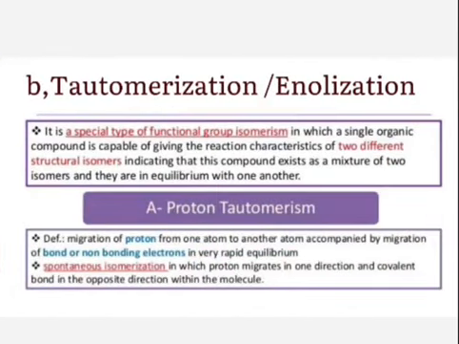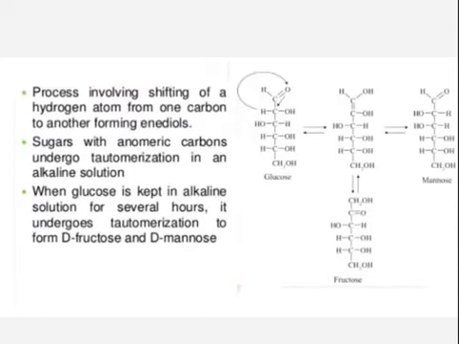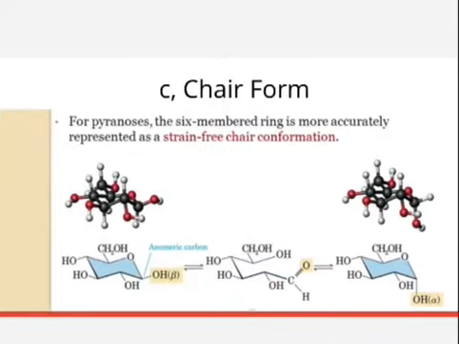Next is tautomerism or enolization. Here also there will be two different structural isomers, indicating that this compound exists as a mixture of two isomers that are in equilibrium with each other. You can see the examples. Shifting of a hydrogen atom from one carbon atom to another results in enediols. Examples are glucose, fructose and mannose. Last one is the chair form. In chair form, this can be represented as a strain-free chair configuration in the 6-membered pyranose form.